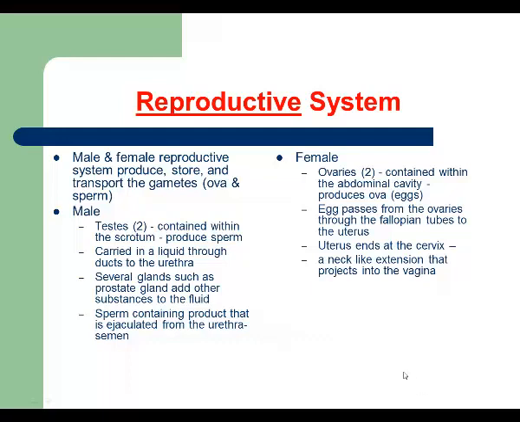And the reproductive system. The female's reproductive system is composed of two ovaries, left and right, and this is where eggs are produced. Then the egg passes into the uterus through the fallopian tubes, and the uterus ends at a neck-like structure. We call it the cervix. The male's reproductive system is composed of testes, left and right, and their function is to make sperm, and several glands.